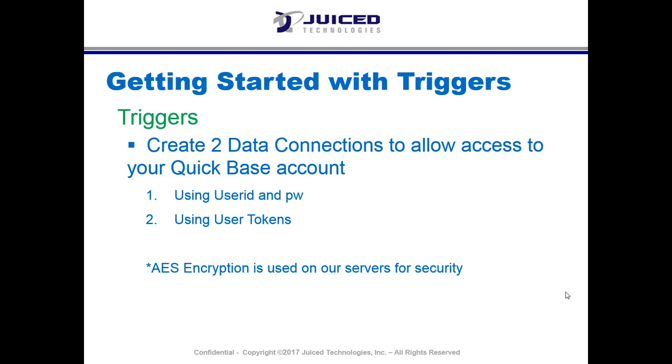And we have two ways to create data connections. One is using a user ID and password, meaning your QuickBase user ID and password. The other option is to use user tokens. We fully support user tokens, so you don't have to use user ID and password if you don't want. If you create a user token for yourself, you can use that to set up your data connection. One note we wanted to point out: we do use AES encryption on our servers, so we do secure any credentials that are provided to us, so you should feel safe with that.